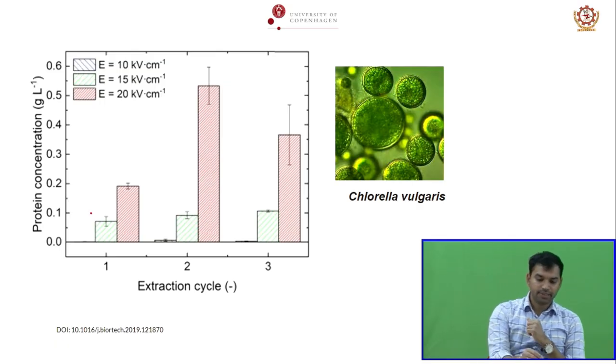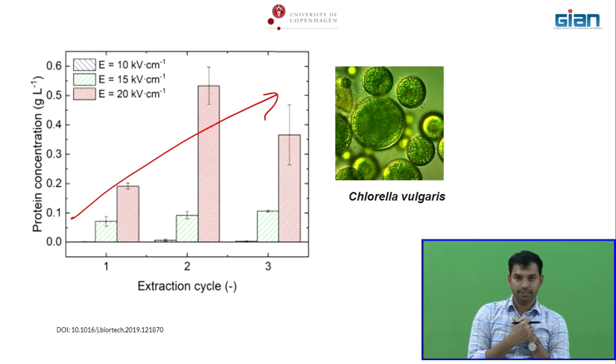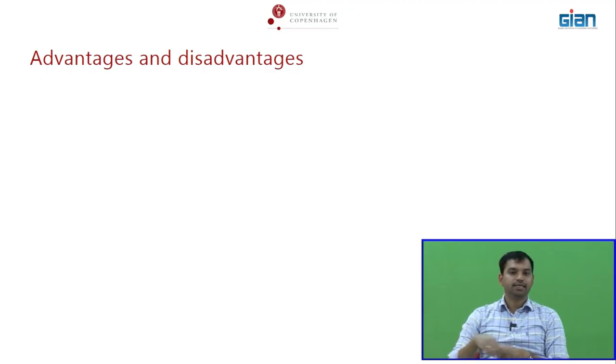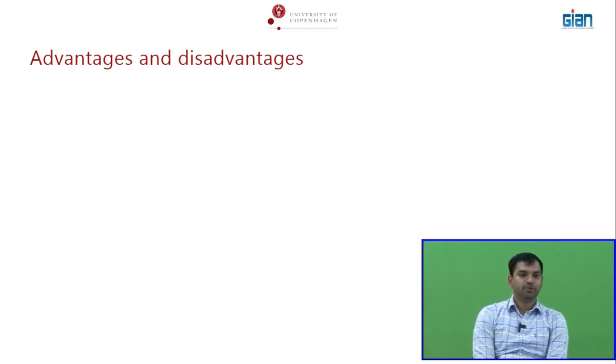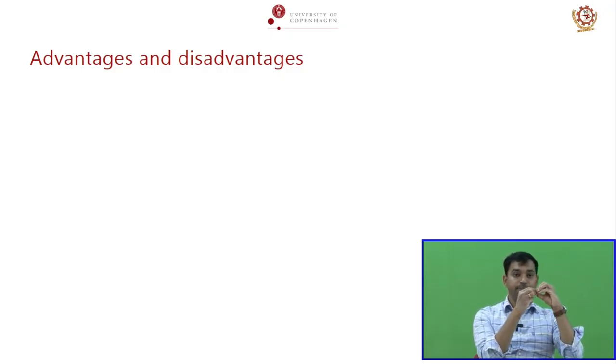This is an experiment showing that how the field strength increases the yield. You apply more and more field, you get more and more damage to the cell, and more yield can be obtained. Okay, what are the advantages and disadvantages of this PEF technique according to you? I can summarize. PEF is nothing but it works based on the electroporation of the cell membrane. It makes the hole on the membrane because of the change in the transmembrane potential, and through that hole the proteins can come out.